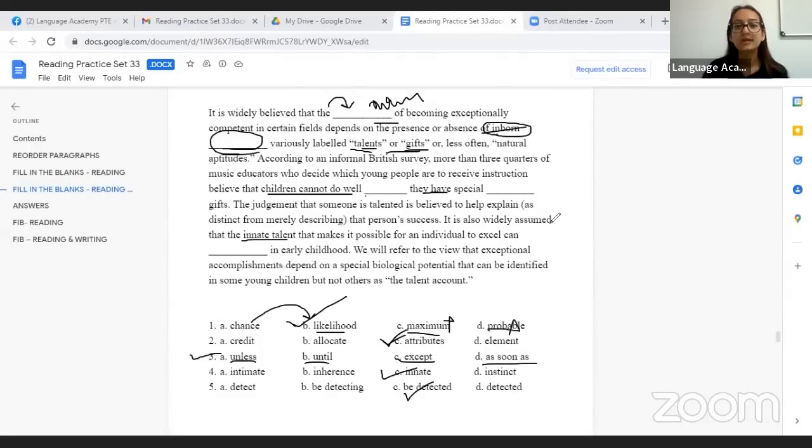All the modals come with first form of verb. Right? Are we clear with this one? So we are not putting detect with can, we are putting detected with be, and with be comes third form of verb. So if you say can be detected, your verb won't be considered with can, your verb will be considered with be. Right?